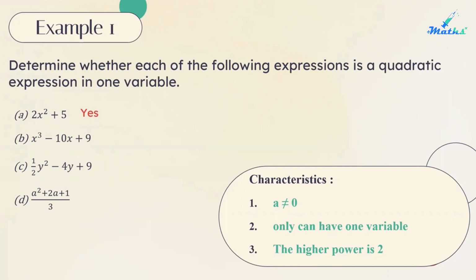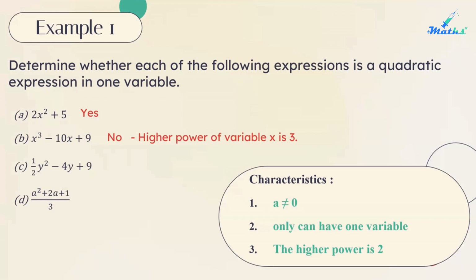Question B, x power 3 minus 10x plus 9. Is the coefficient of x not equal to 0? Yes. Does it only have one variable, which is x? Yes. Is the highest power 2? No. So question B is not a quadratic expression. Why? Because the highest power of variable x is 3. This does not fulfill our characteristic, right?